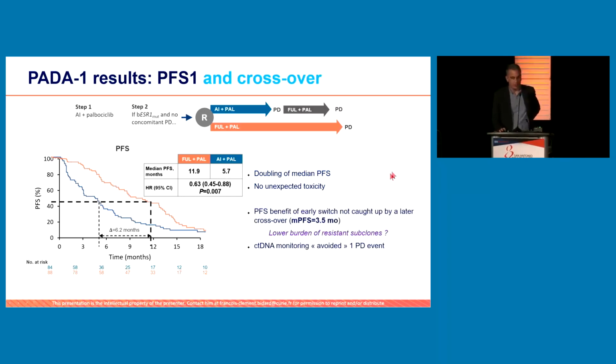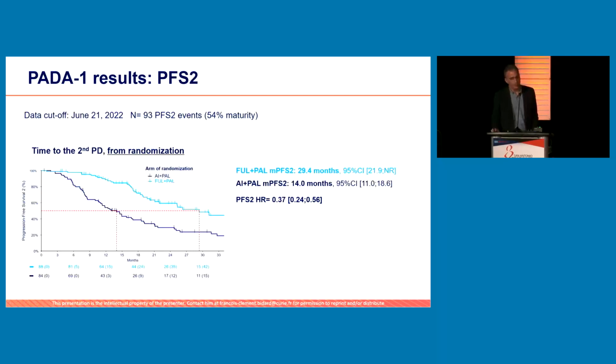What about the crossover that was offered to patients who were kept on the same treatments? They were offered fulvestrant plus palbociclib after disease progression. In these patients, median PFS was 3.5 months, which suggests that this crossover does not allow them to catch up with the early switch. So basically, an early switch could be superior to a late switch based on actual radiologic tumor progression. What about the PFS2?